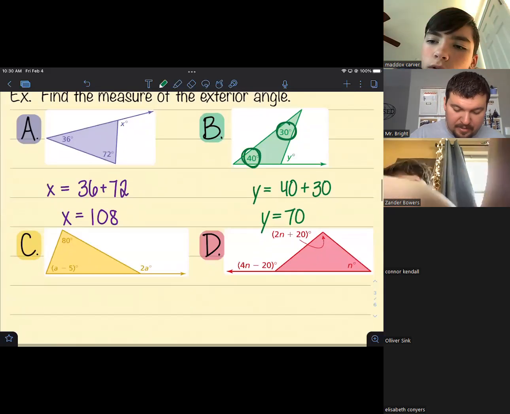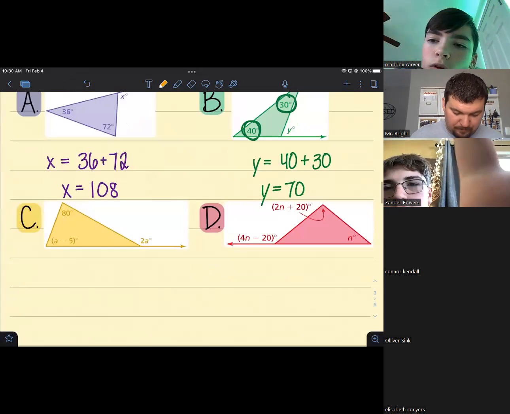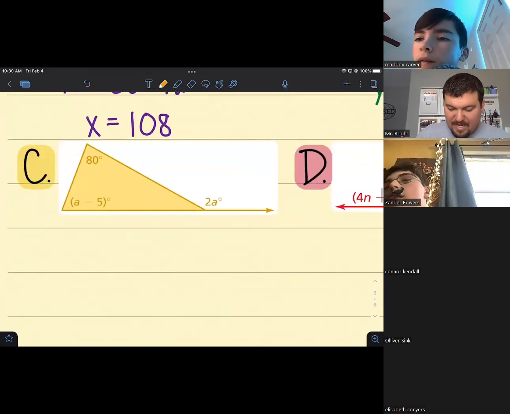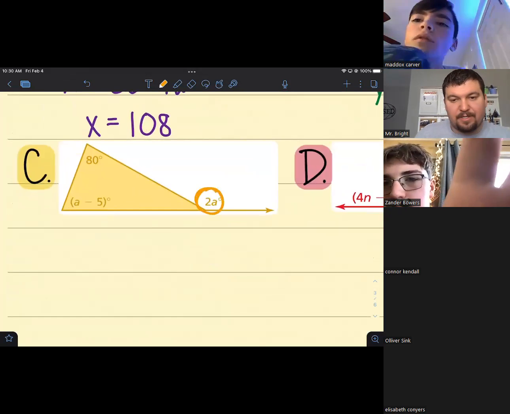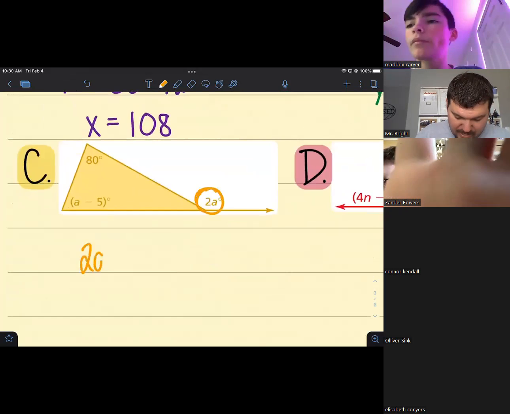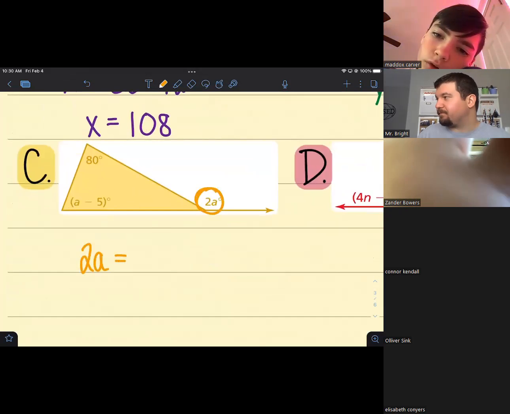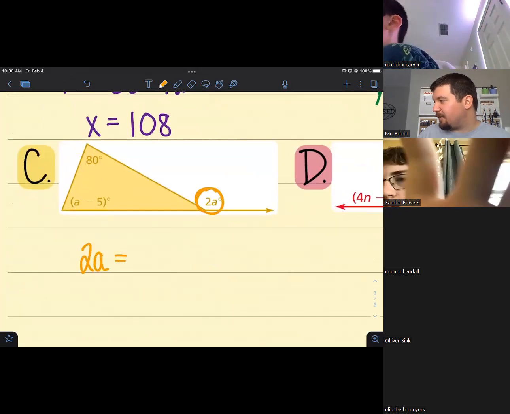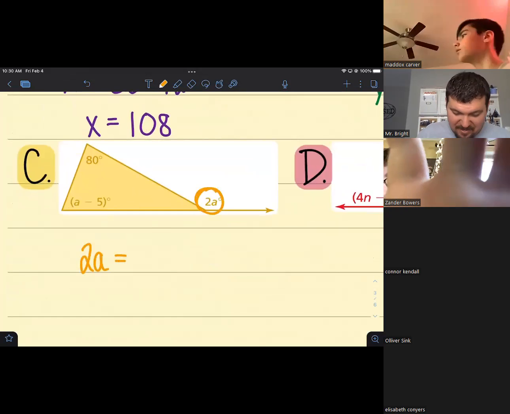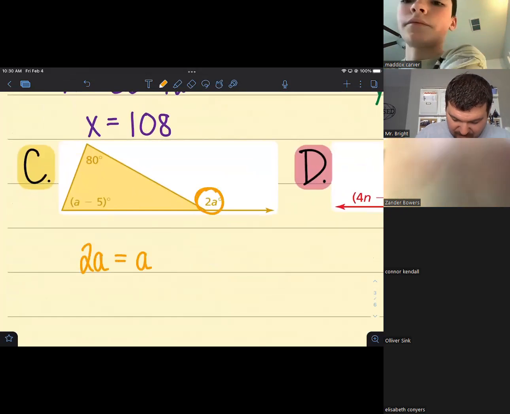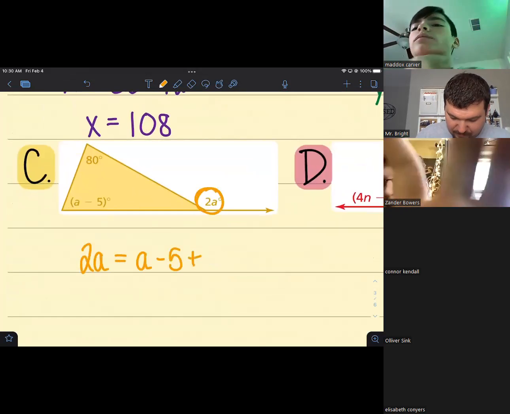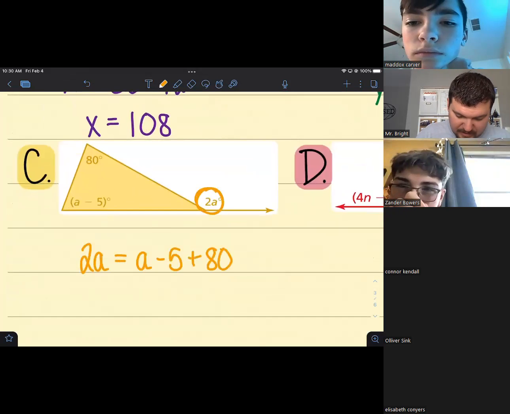Okay, now they're going to step up the difficulty here slightly. Now the exterior angle we have here is 2A. So 2A is going to be equal to A minus 5 plus 80, the sum of the two non-adjacent interior angles.